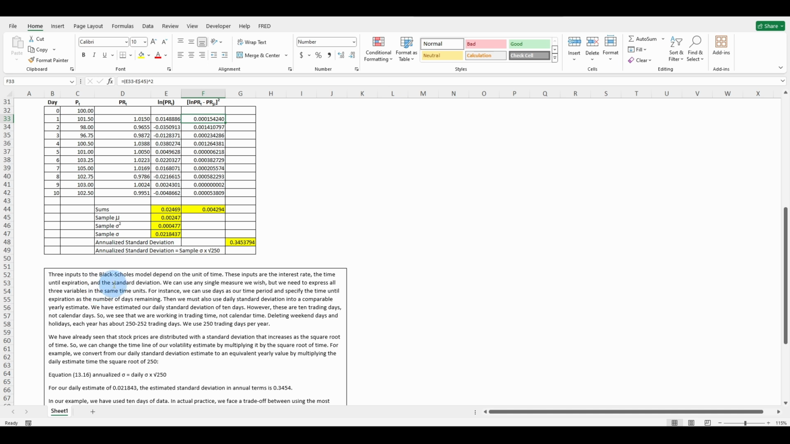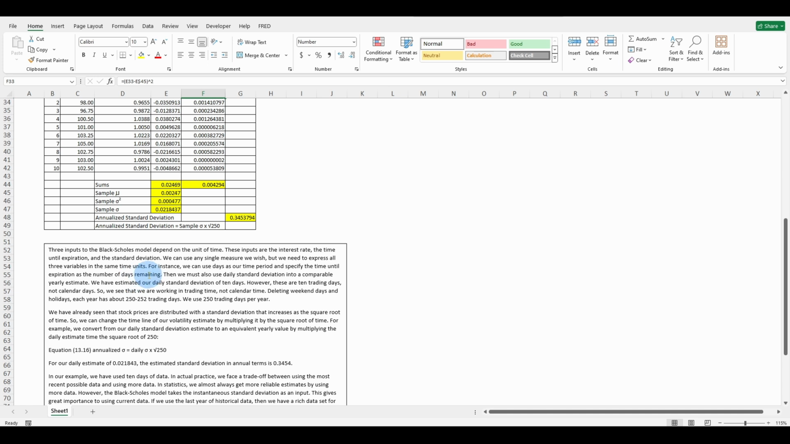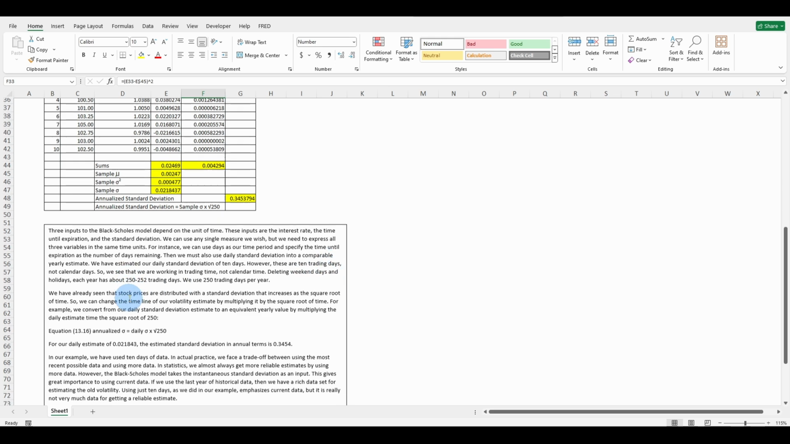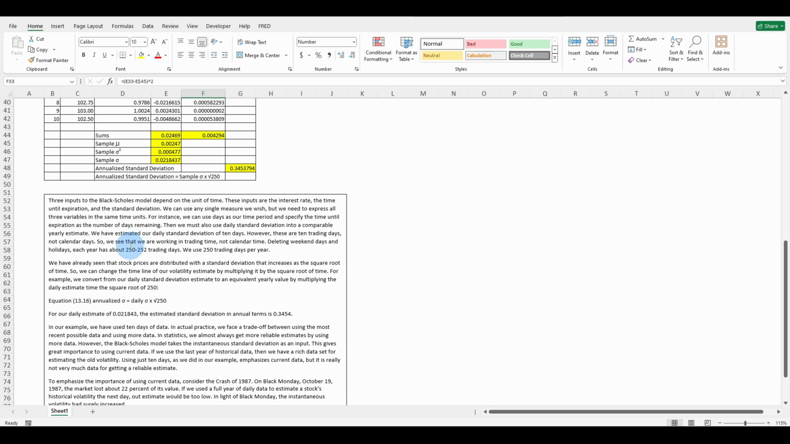We can use any single measure we wish, but we need to express all three variables in the same time units. For instance, we can use days as our time period and specify the time until expiration as the number of days remaining. Then we must also convert the daily standard deviation into a comparable yearly estimate. So we have estimated our daily standard deviation from 10 days. However, these are 10 trading days, not calendar days. We see that we are working in trading time, not calendar time.